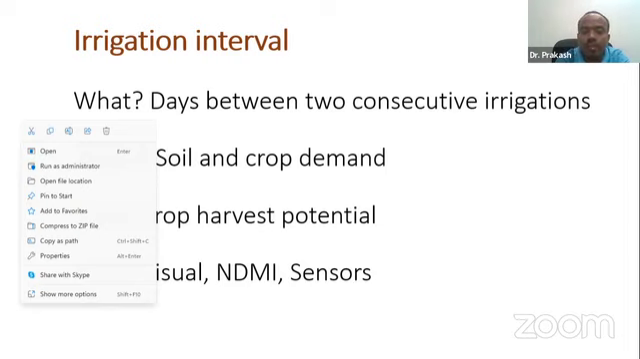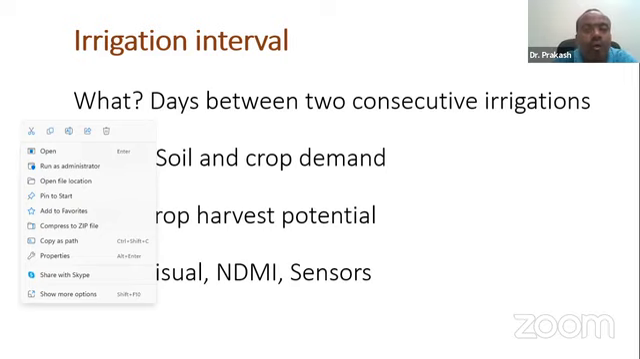To harvest crop potential we need timely irrigation, because as per crop stages, as per the growth of the plant, as the crop develops, the crop requirement also increases. So the irrigation interval should be different as per the crop. We have to decide the crop potential, and to harvest it, we have to decide a proper irrigation interval.